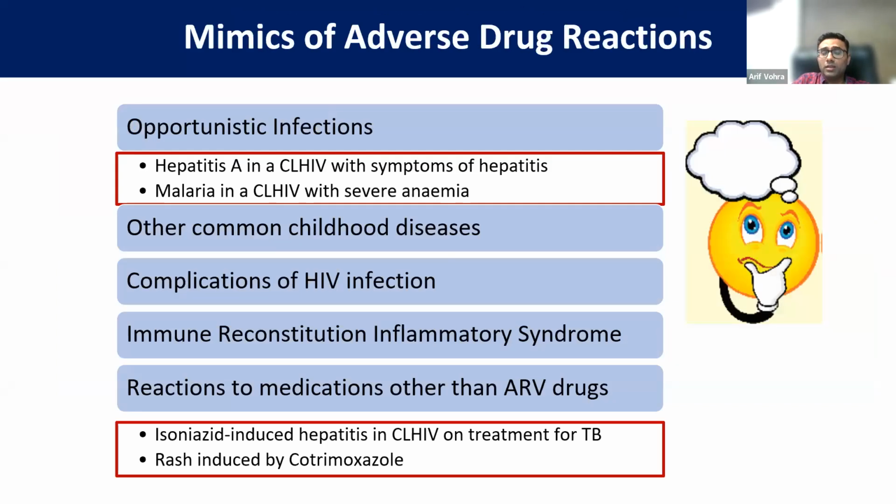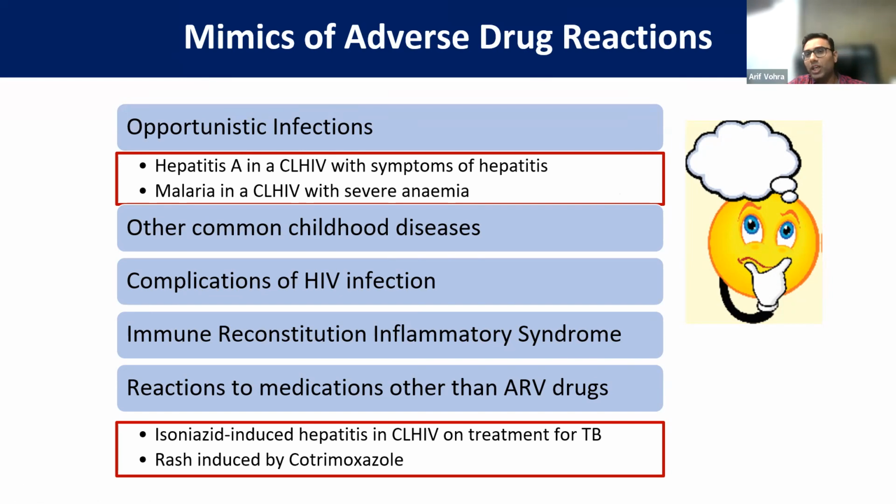Now, any new event a child comes with after the starting of ART is not always an adverse drug reaction. Always keep in mind that it could be an adverse drug reaction, but other things also mimic adverse drug reactions that you need to check. Suppose a child has developed jaundice because of hepatitis A infection, and that is nothing to do with the drugs. Or a child has developed severe anemia after starting zidovudine, but at the same time has developed a malarial infection. So the severe anemia may be because of malaria also.